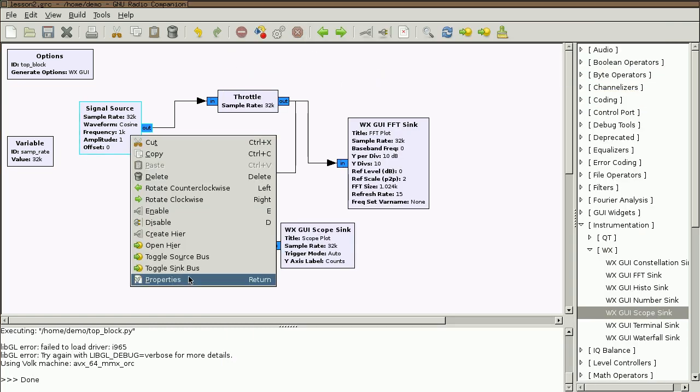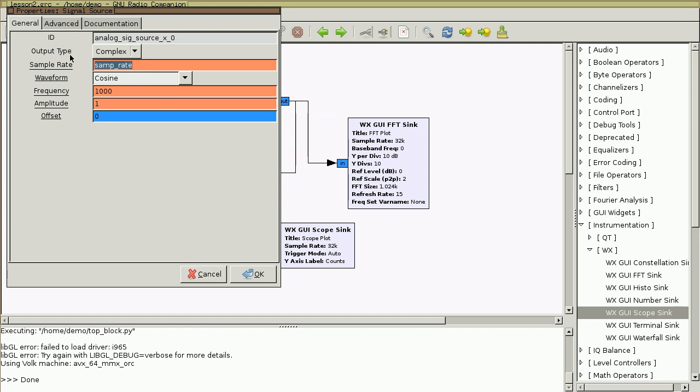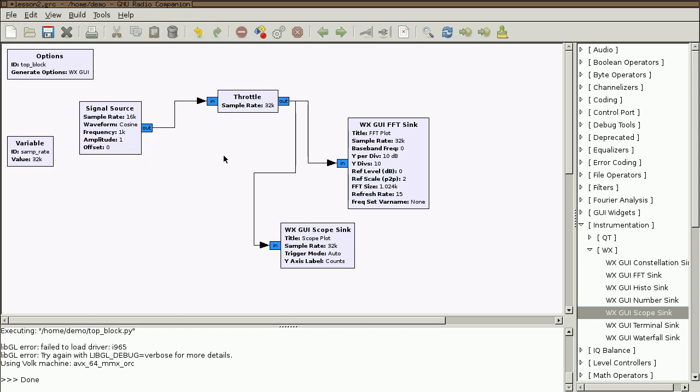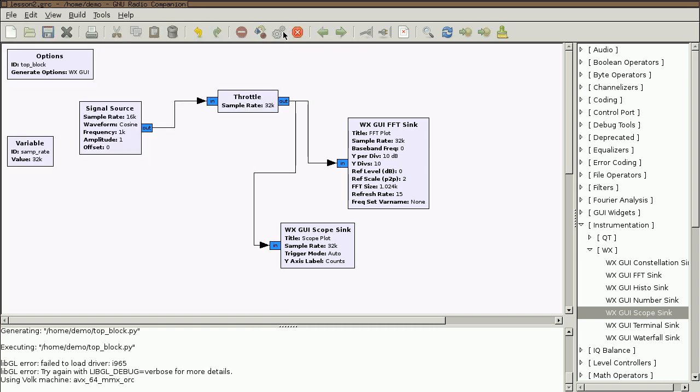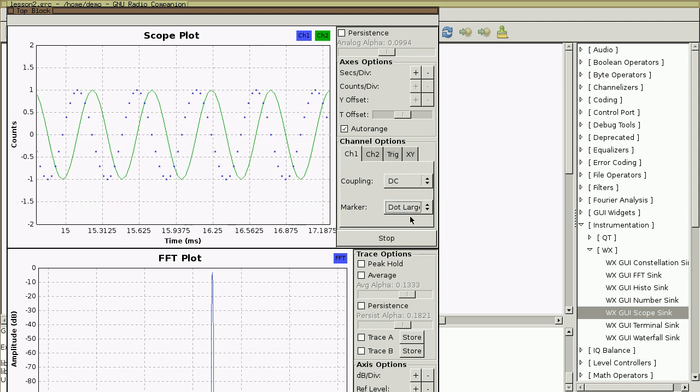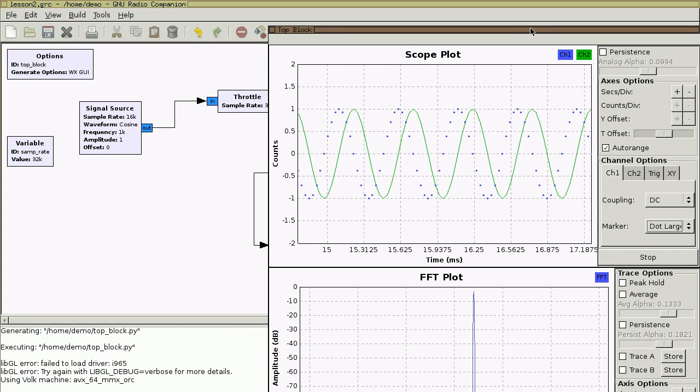Let's try setting the sample rate to 16,000. I'll set it to 16E3. And now, if I execute the flow graph and change this to dot large, look at that. We have fewer dots per period, fewer samples per period. And there's actually 16 if you count them up here. 8 from here to here, and another 8 from here to here. There are 16 in a complete period. And notice that this ratio, sample rate to frequency, is 16 to 1.